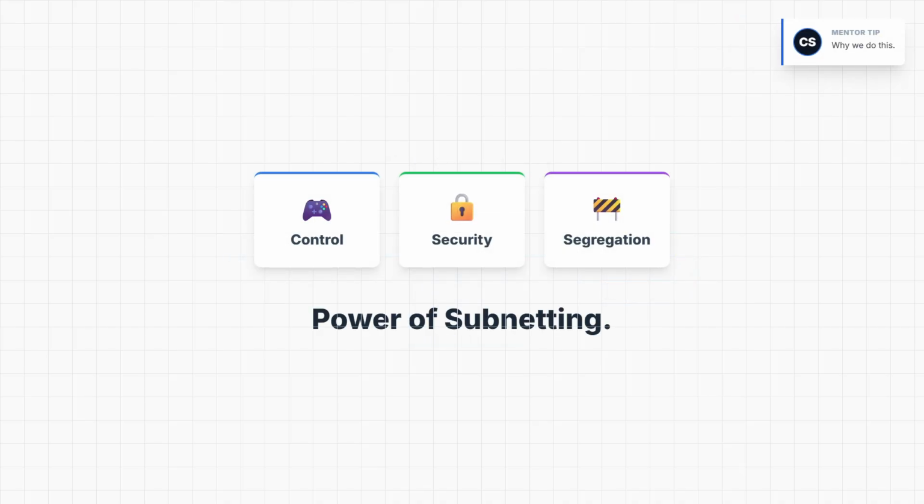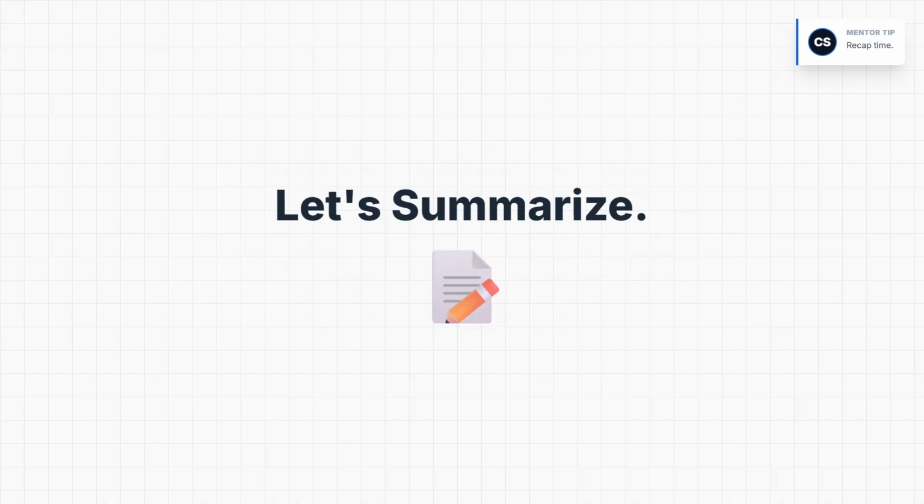That is the power of subnetting. It gives you control. It allows you to segregate traffic for security. It allows you to group employees in one block and guest Wi-Fi in another block, ensuring they can never accidentally touch each other's data. So let's summarize the pattern.